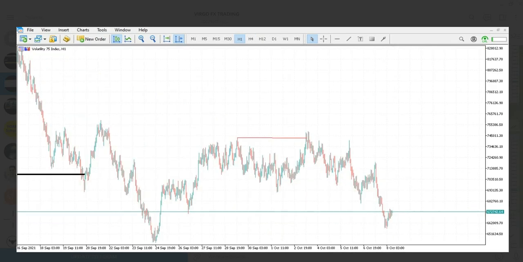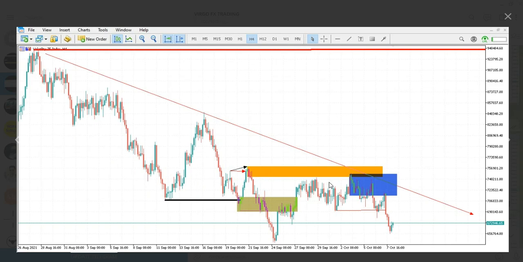As we can see again on H1, this is the whole move. This is the move here on H1. Okay, I highlighted this break of structure here on H1.